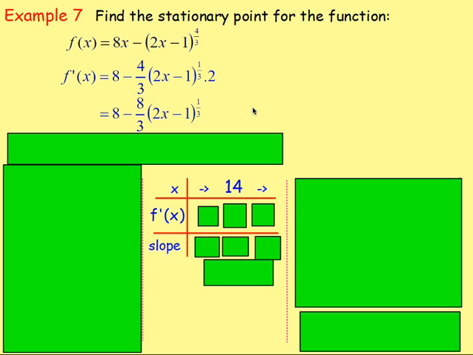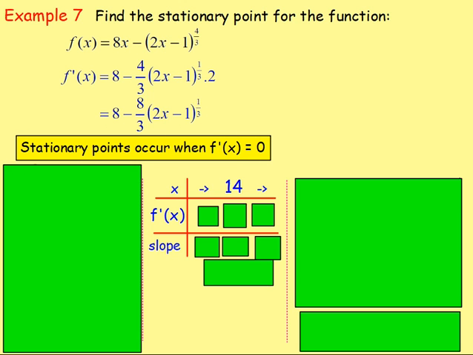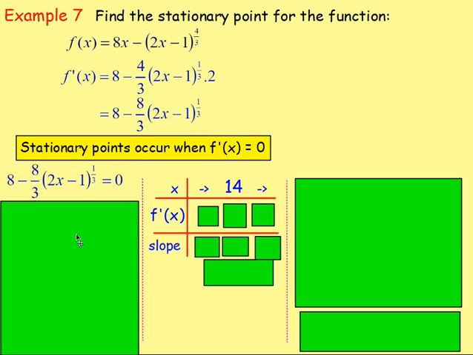We've differentiated that, but now we want to get the stationary point. What is that phrase that you have to remember? Sandy, help us out. Yes, well done. Stationary points occur when dy by dx equals 0, or in this case, because it's f of x, they occur when f dash x equals 0. So that's the derivative, that is f dash x. Let's set that equal to 0.